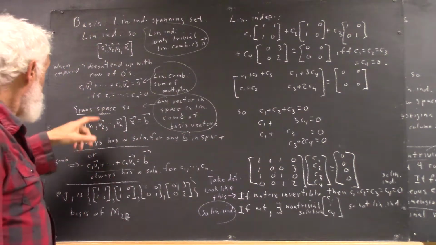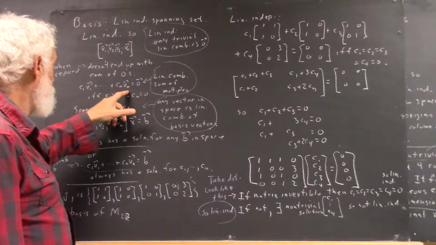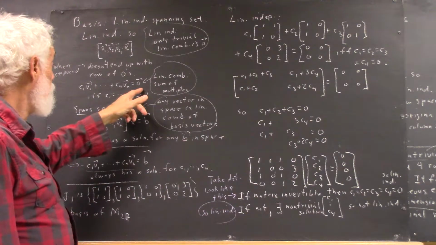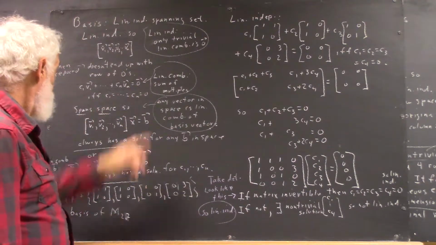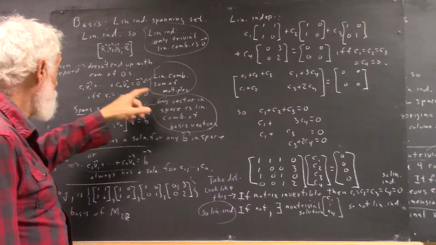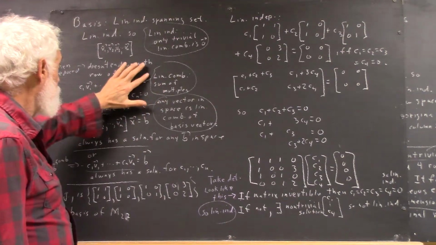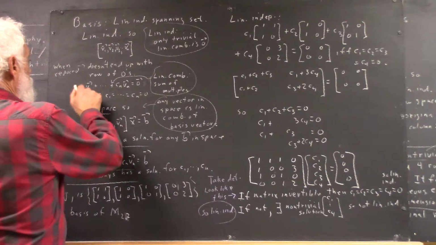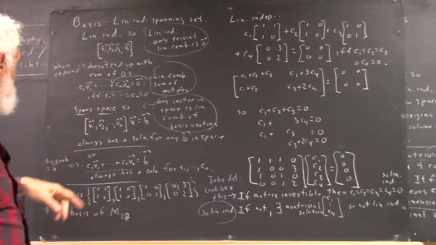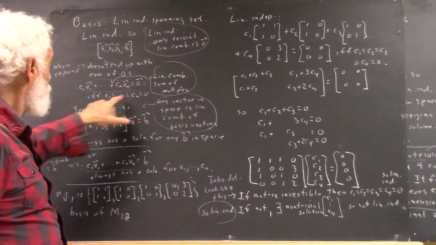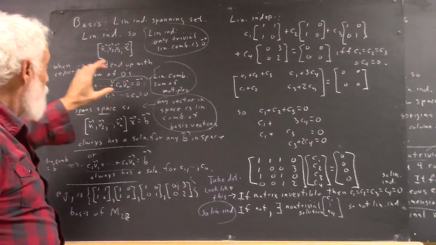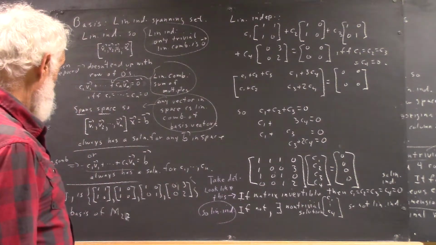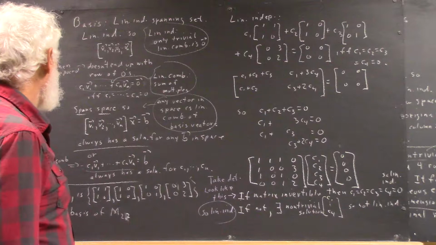So this means that our C1V1 plus C2V2 all the way up to C sub n Vn is equal to the 0 vector. Here's our linear combination, a sum of multiples. And actually, I guess I should probably have the arrow going over here to the linear combination. This is 0 if and only if all the C's are 0. If that condition is satisfied, then our set is linearly independent.